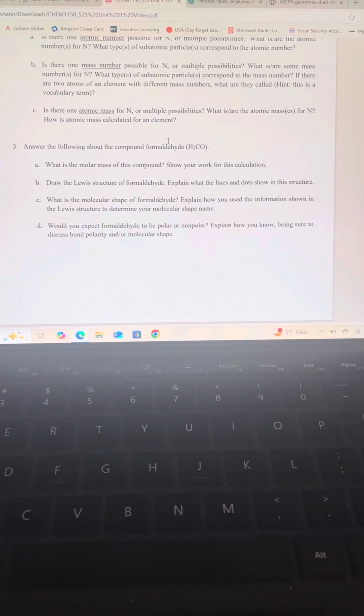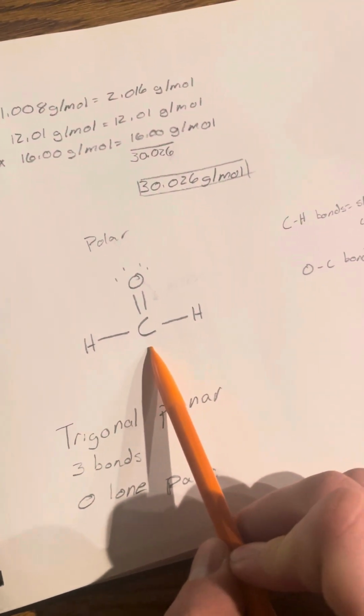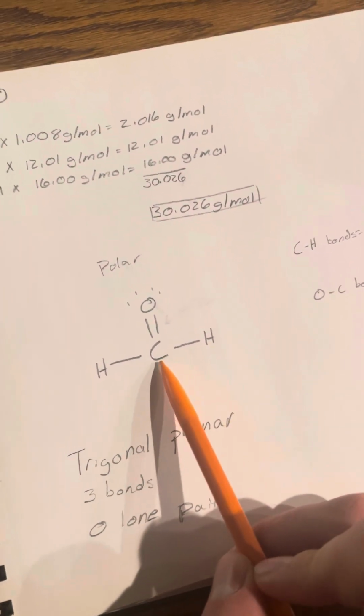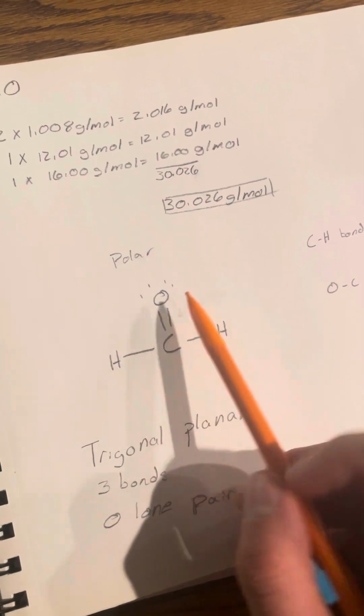Draw the Lewis structure of formaldehyde. Explain what the lines and dots show in this structure. So this is the Lewis structure for formaldehyde. There is the carbon in the middle, the 2 hydrogens off that, and then an oxygen.